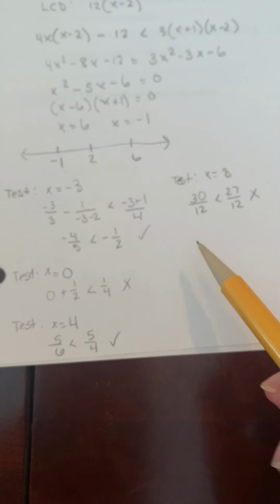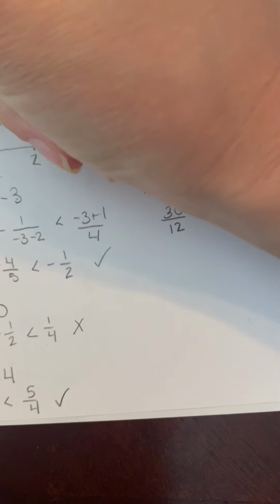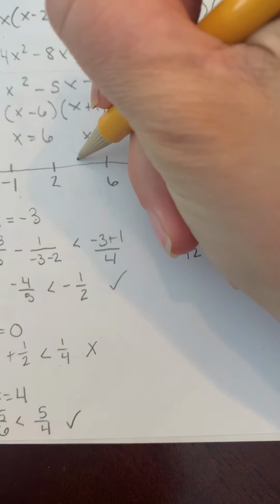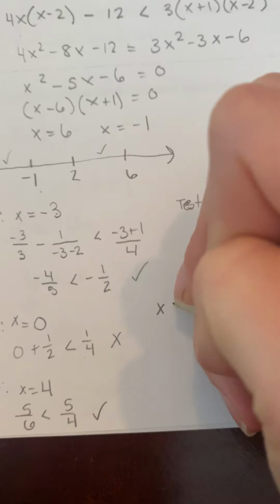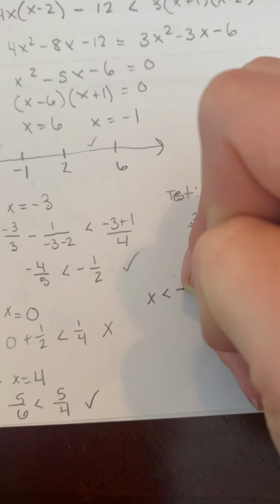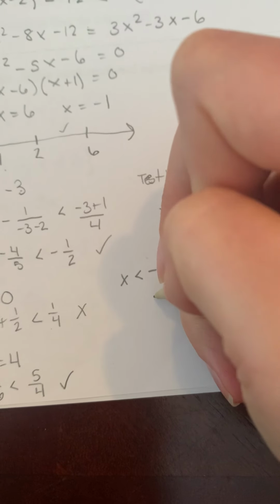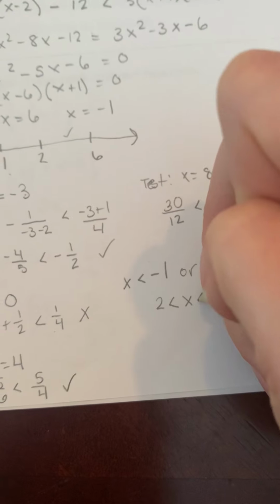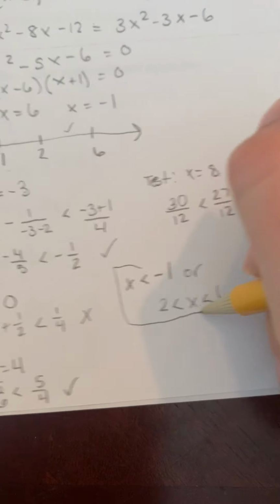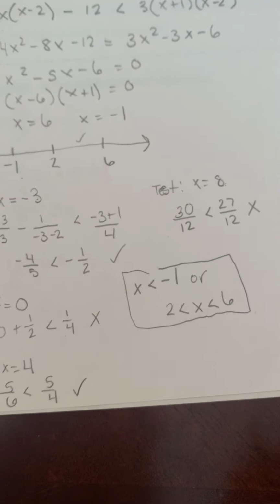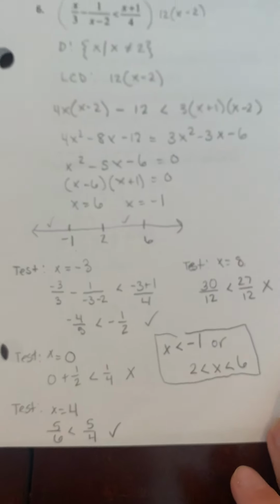When I look at my answers here, I want to focus on the ones with the checks. So this one worked, and this one worked. So my answer is going to be that x can be less than -1, or x is between 2 and 6. And there you have it. Any of the ones that you got true will be your solution.